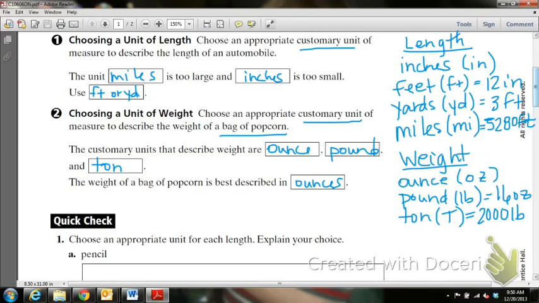Okay, so now you're going to try these quick checks for length and weight, and you're going to pick the best unit out of the length and weight units to measure each of those items. So pause the video and try those quick checks before moving on to the next page.